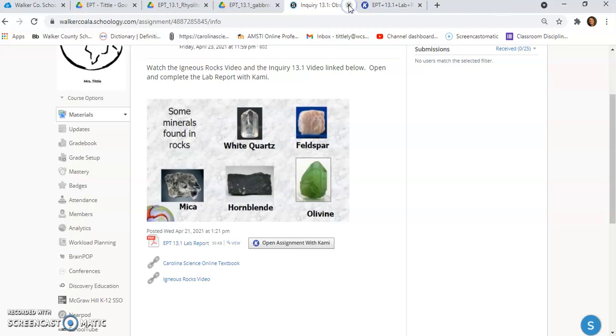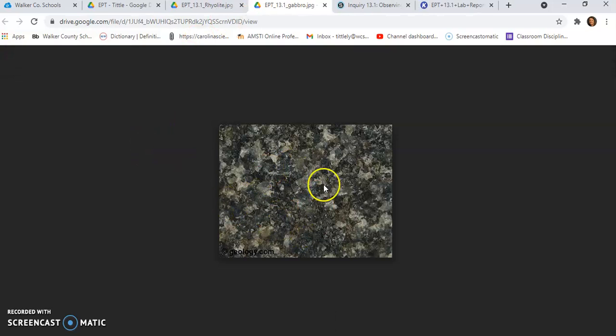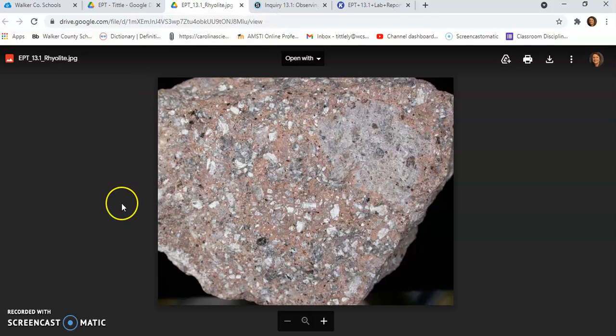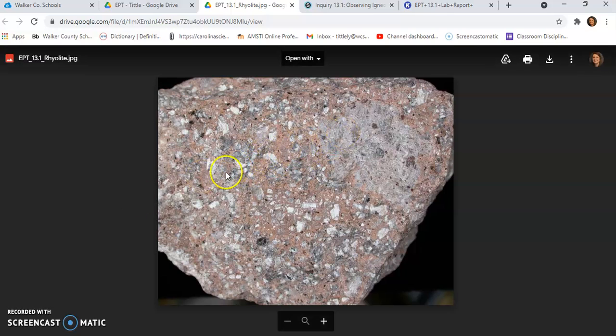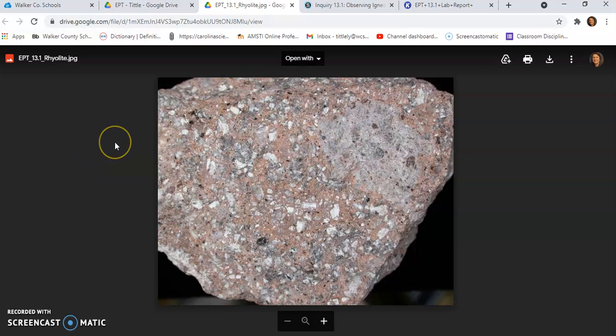Okay, rock number 4 is gabbro. Again, look at its texture, its color, its grains, and make your observations on your data table. And that was rock number 4, gabbro. Okay, and then our last rock, rock number 5, rhyolite. Notice its colors, its texture, its grain size, how it would feel if you rubbed your finger across it. And this is rock number 5, rhyolite.